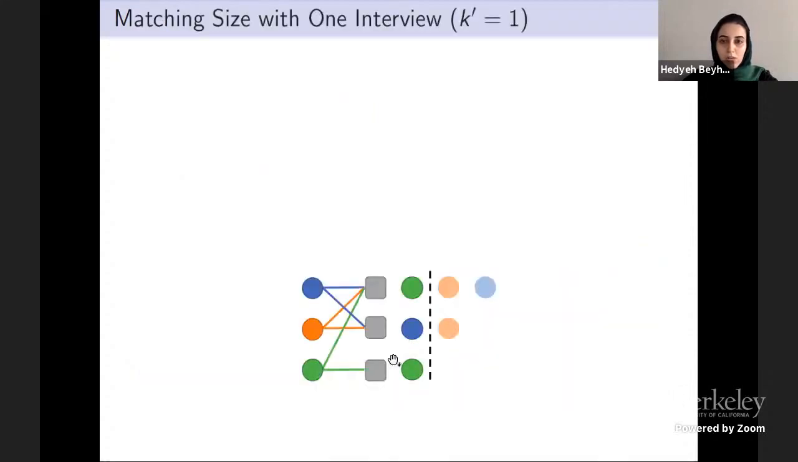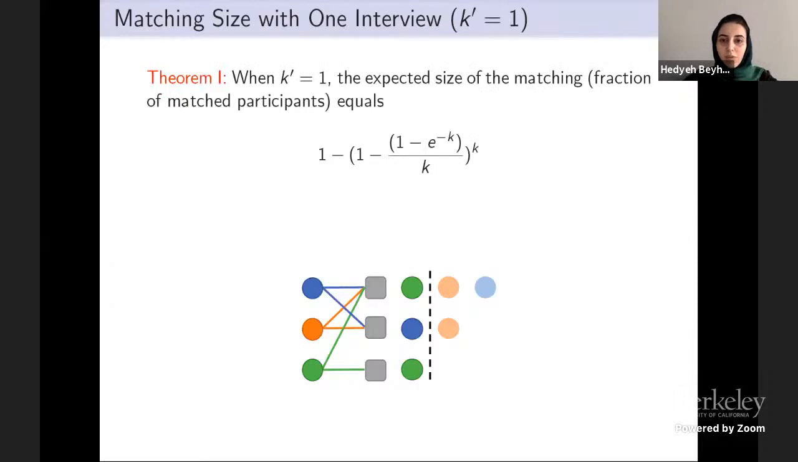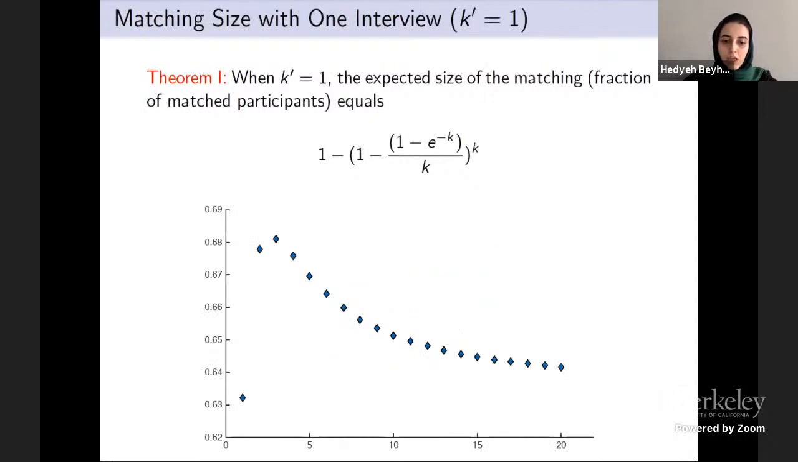Okay, so let's start with the case where the limit on the number of interviews is 1. We show that in this case, when n approaches infinity, the fraction of matched participants comes from this formula. The proof of this is not too complicated, but we won't get through that in this talk. Instead, I want to draw your attention to something more important, which is the shape of this function. Okay, so here on the x-axis, we have k, the number of applications, and the y-axis is the matching size or fraction of matched agents.